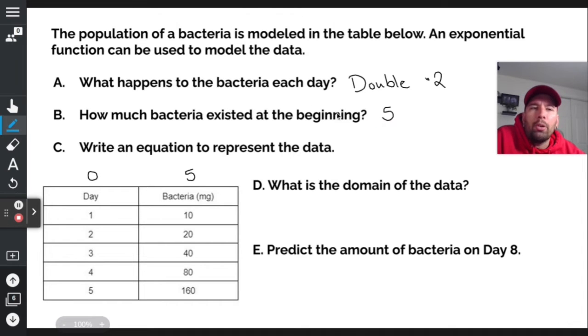Write an equation to represent this data. What I'm going to do is use just a regular old standard equation that looks like this. Here is what an exponential equation looks like: A times b to the x. Now, b is kind of like the r in the geometric sequence. b is what I'm doing to get from one number to the next. In this case, b is 2. So what I have so far is A times 2 to the x.